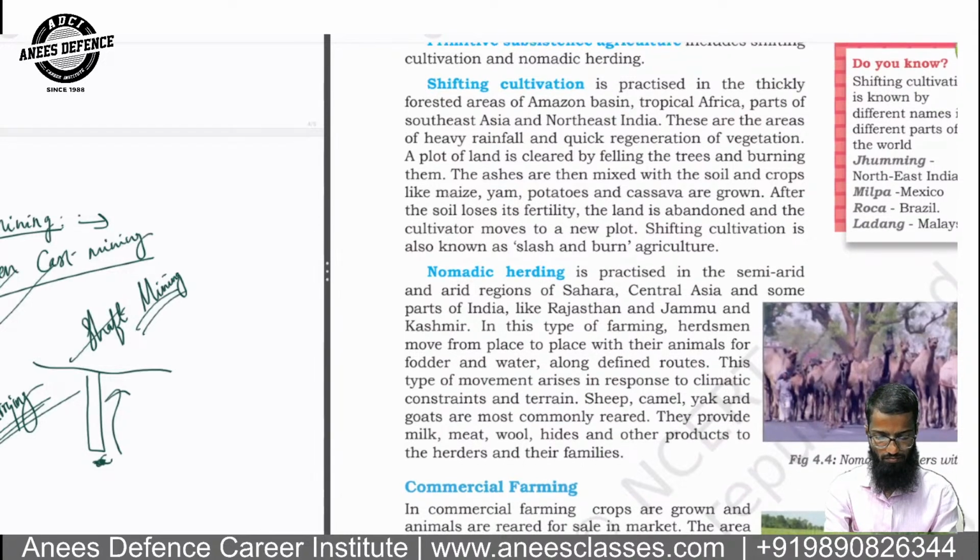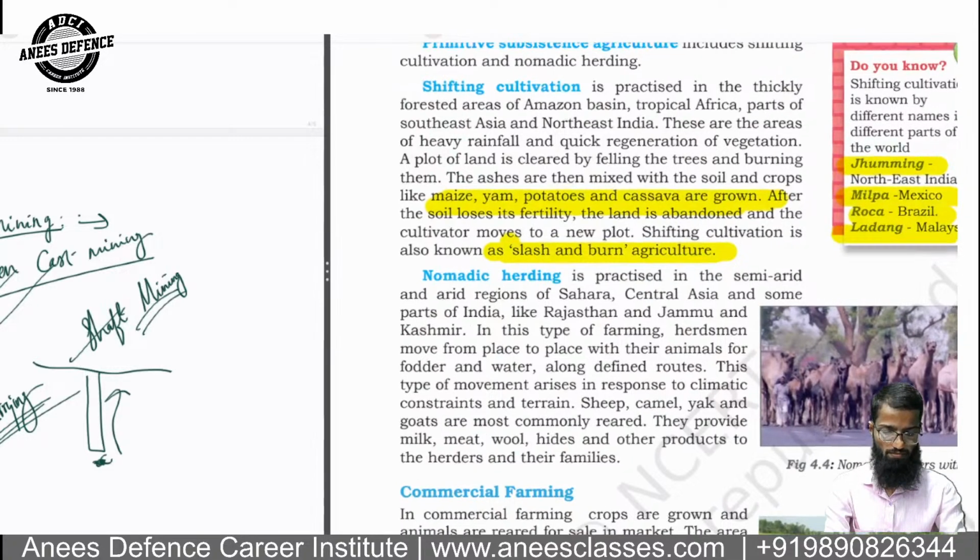Okay. So after the soil loses its fertility, the land is abandoned and the cultivator moves to the next spot. Shifting cultivation is also known as slash and burn agriculture. तो उसी को हम जूम कल्टीवेशन बोलते हैं नॉर्थ ईस्ट इंडिया में, मिल्पा बोलते हैं मेक्सिको में, रोका बोलते हैं ब्राजील में, लाडांग बोलते हैं मलेशिया में.